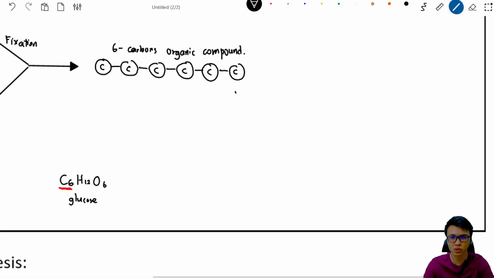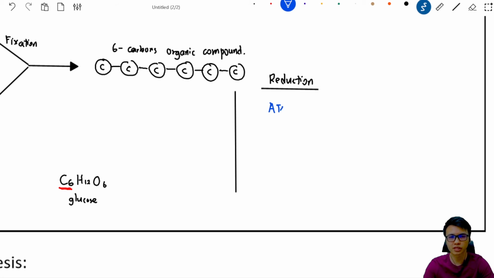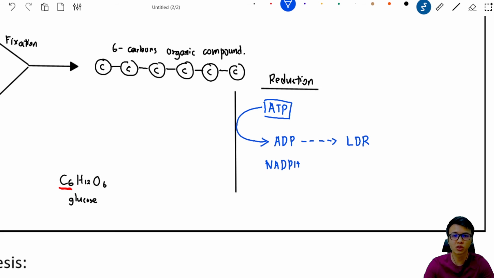So what the plant cell will do here is carry out the reduction. The plant cell will use up the ATP that is produced from the light dependent reaction to form ADP, and this ADP will eventually go back to the light dependent reactions. If you still remember, there's another product produced from the light dependent reaction, which is NADPH. This NADPH is a reducing agent, so it will reduce the 6-carbon organic compound and form back NADP+. This NADP+ will go back to the light dependent reaction as well.